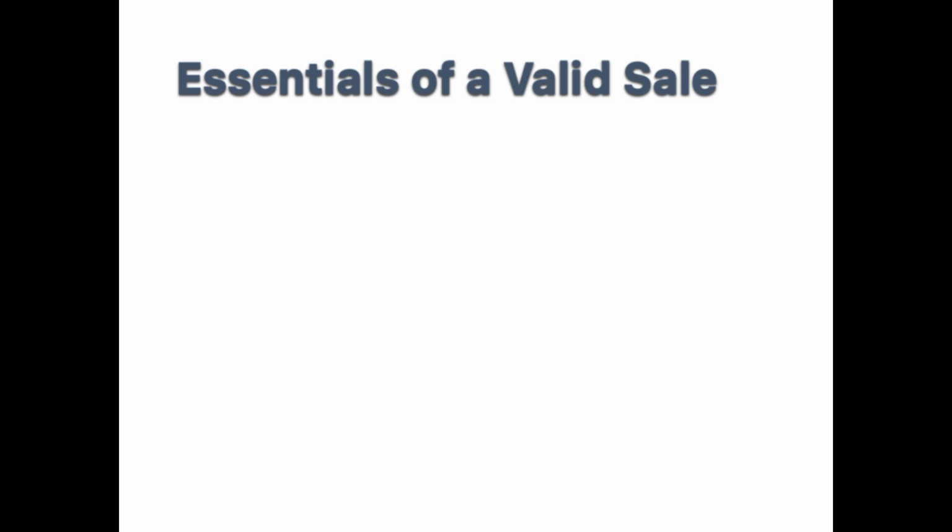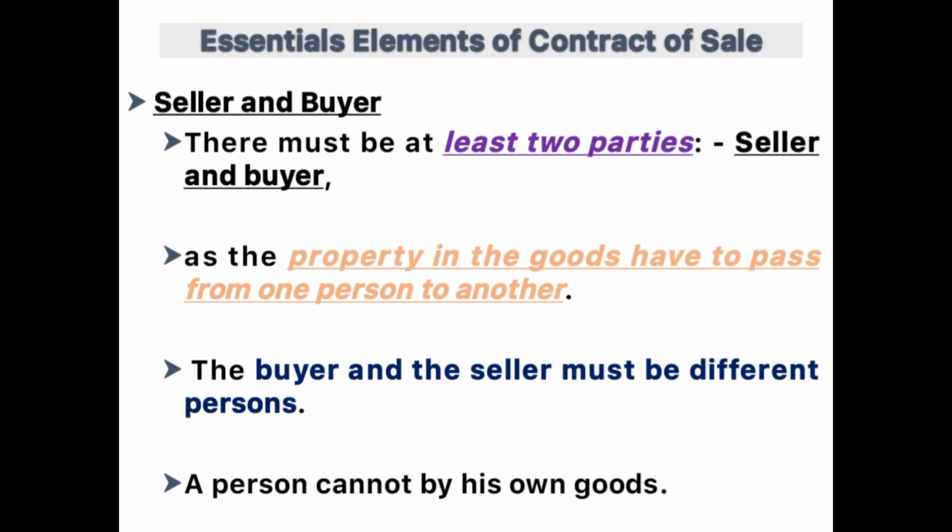Essentials of a valid sale. The following are the essentials of a valid sale. Property: it is a transfer of ownership in goods. Movable goods and price: the price or consideration of goods must be money. Parties: two parties only, the buyer and the seller. Mode: a valid sale may be made in writing or by word of mouth.